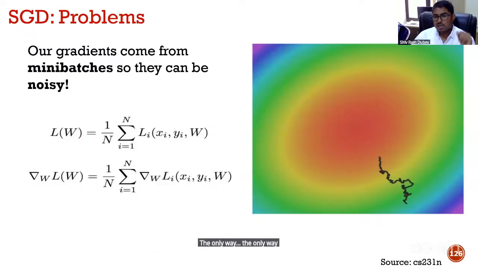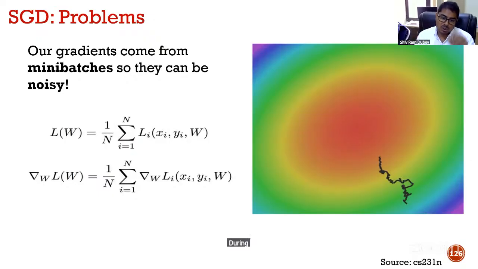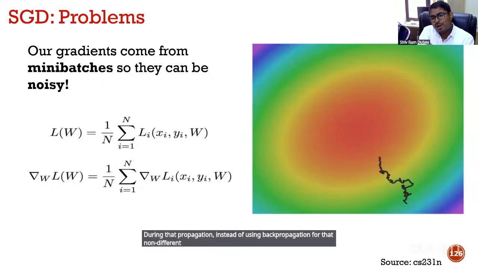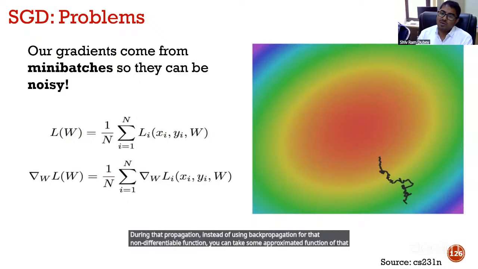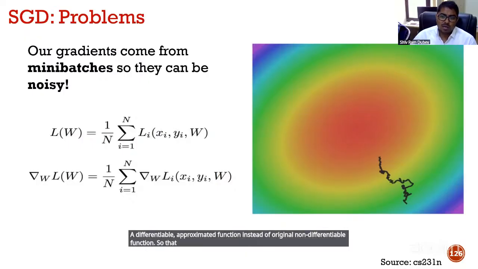The only way it can be done is, for any function which is non-differentiable but used in your network during backpropagation, instead of using backpropagation for that non-differentiable function, you can take some approximated function of that function which is differentiable, and backpropagation can be done via that differentiable approximated function instead of the original non-differentiable function. So that's what can be done.